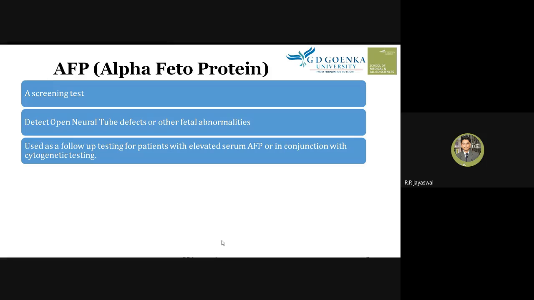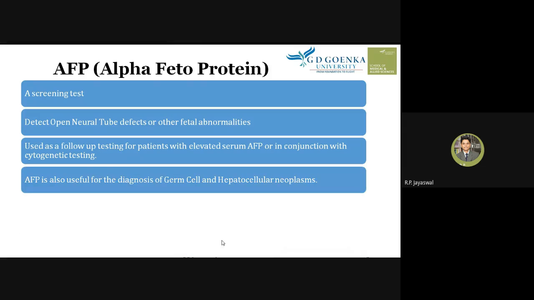When there is an elevated level of alpha fetoprotein, the doctor usually tries to manage it in the normal range. So alpha fetoprotein can be used as a follow-up test. This test is ordered in conjunction with the cytogenetic testing. Cytogenetic testing is a test where we do the chromosomal analysis.